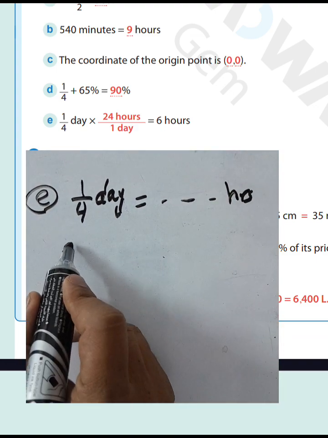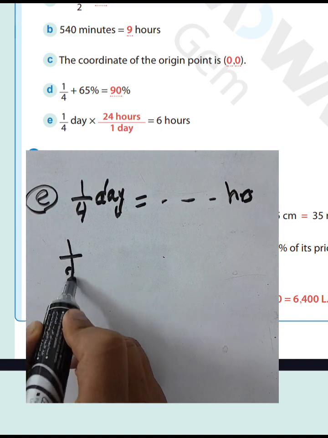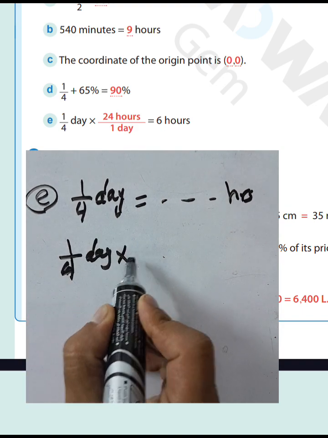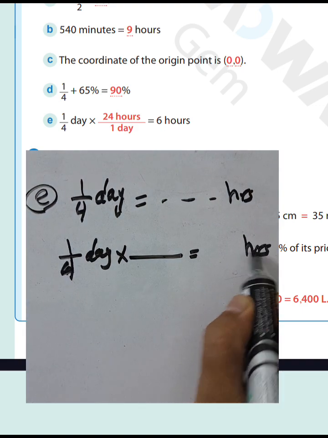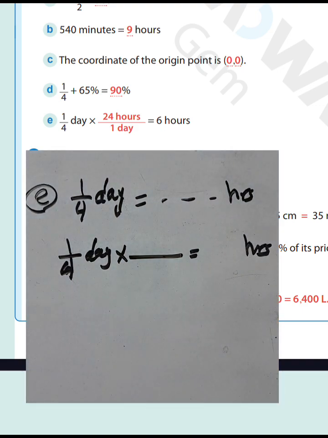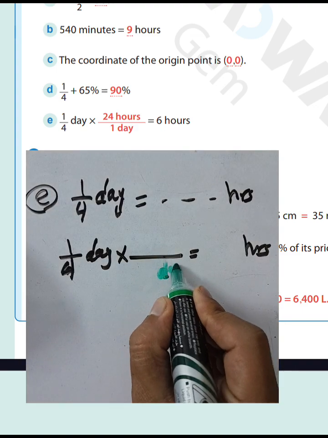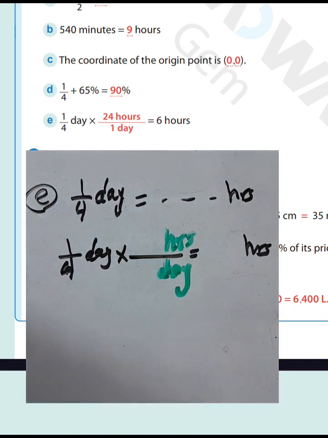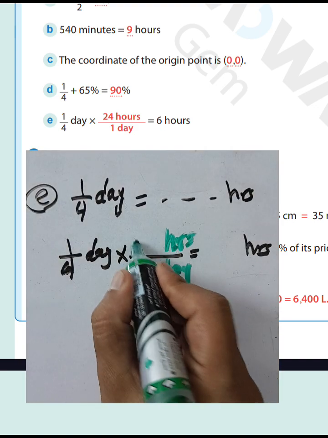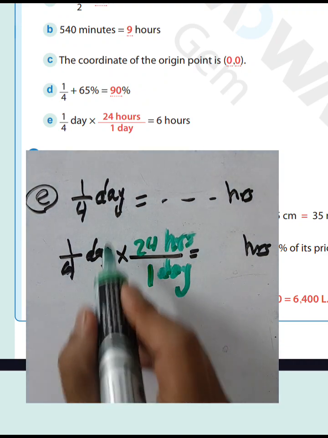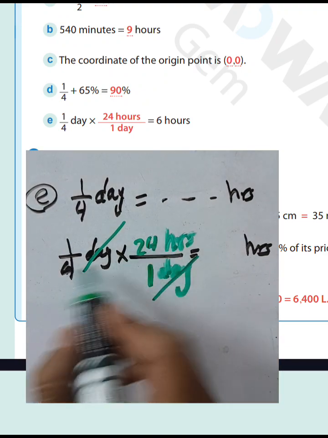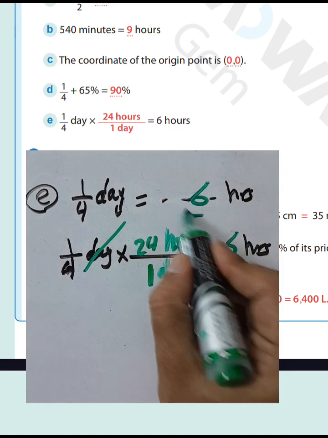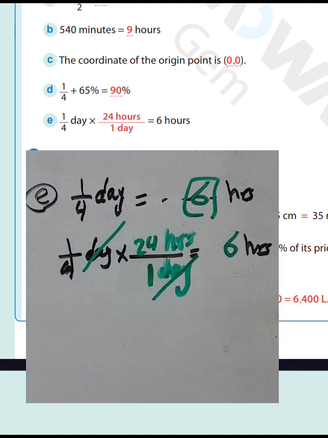We can write 4 days product by what? To convert to hours, you must cancel day. Write day in the denominator and hours in the numerator. And we know 1 day equals 24 hours. Then you can cancel day by day, and 24 divided by 4 equals 6 hours. The result will be 6 hours. Those are the steps for this example.